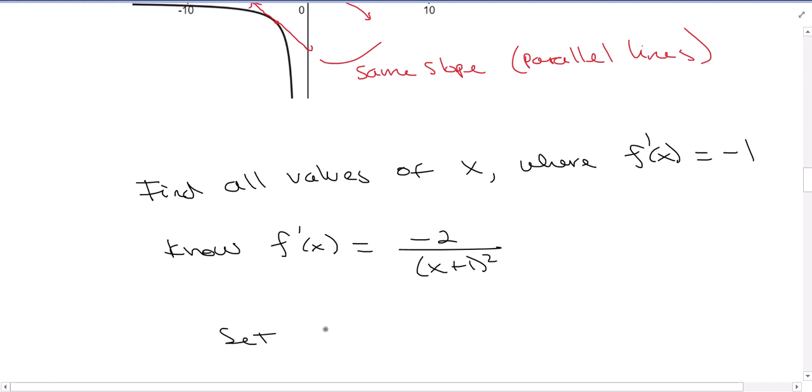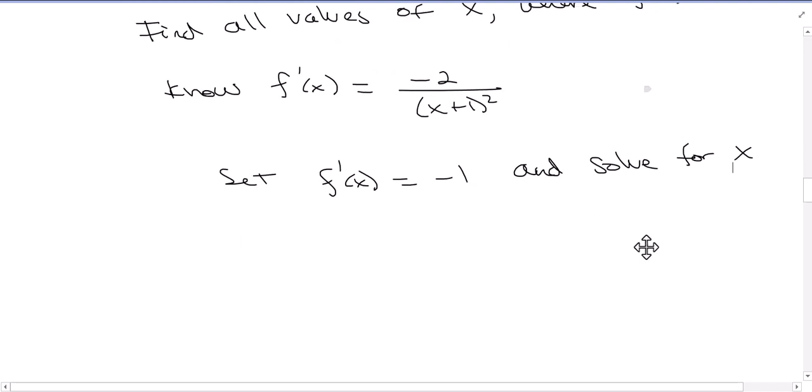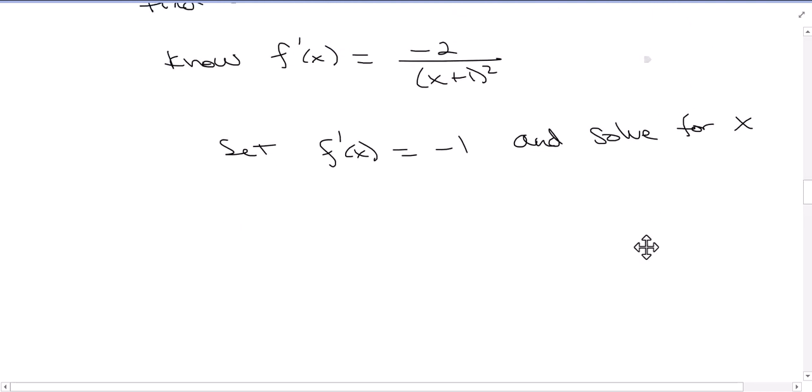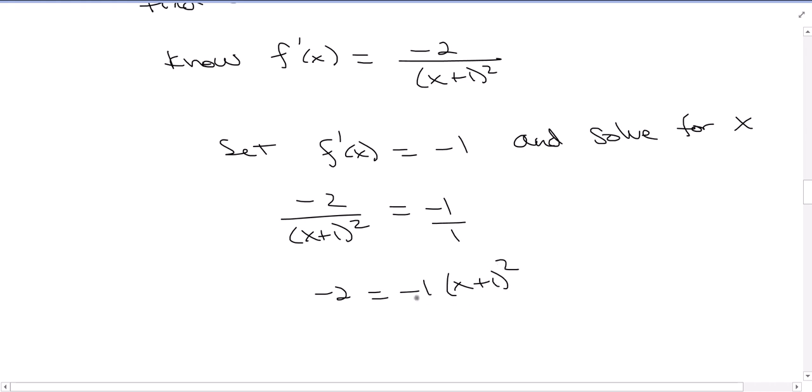Let me do it in steps. Let's set f prime of x equal to negative 1 and solve for x. So we set our derivative, minus 2 over x plus 1 squared, equal to negative 1 and solve. How do you solve this? Cross multiply. So I'm going to have minus 2 equals negative 1 times x plus 1 quantity squared.